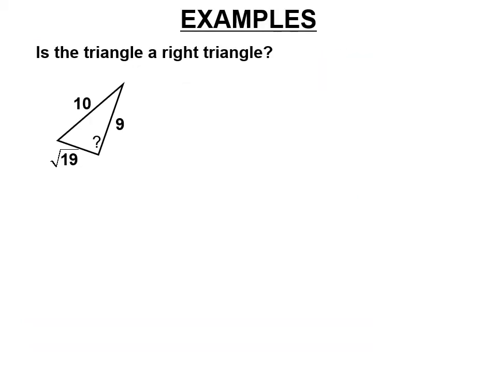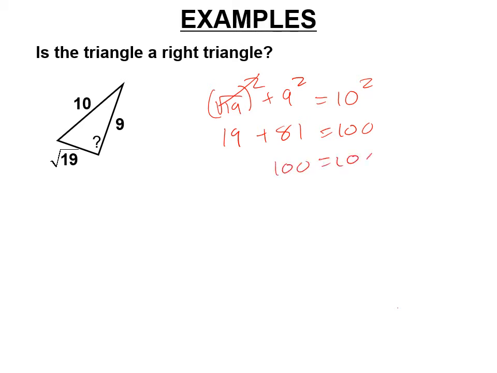Right, so let's see that now. Which is the longest side? Which is our potential hypotenuse? Hopefully you're saying 10, because the square root of 19 is, well, the square root of 16 is 4, so this is a little bit more than 4. And the square root of 19 squared is 19, because those cancel. 9 squared is 81. 10 squared is 100. 81 plus 19, that looks like it's going to be 100. 100 equals 100. Yeah, that's exactly a right triangle.